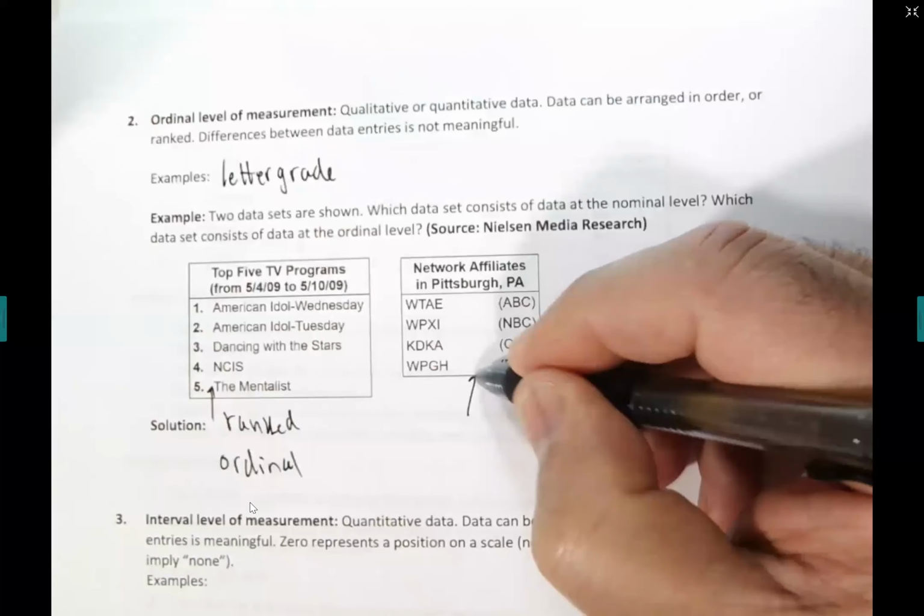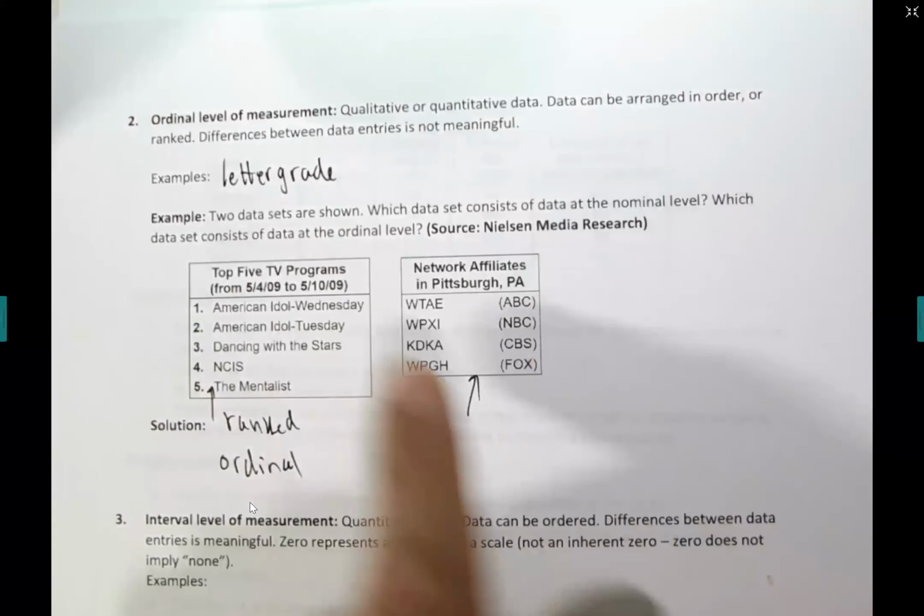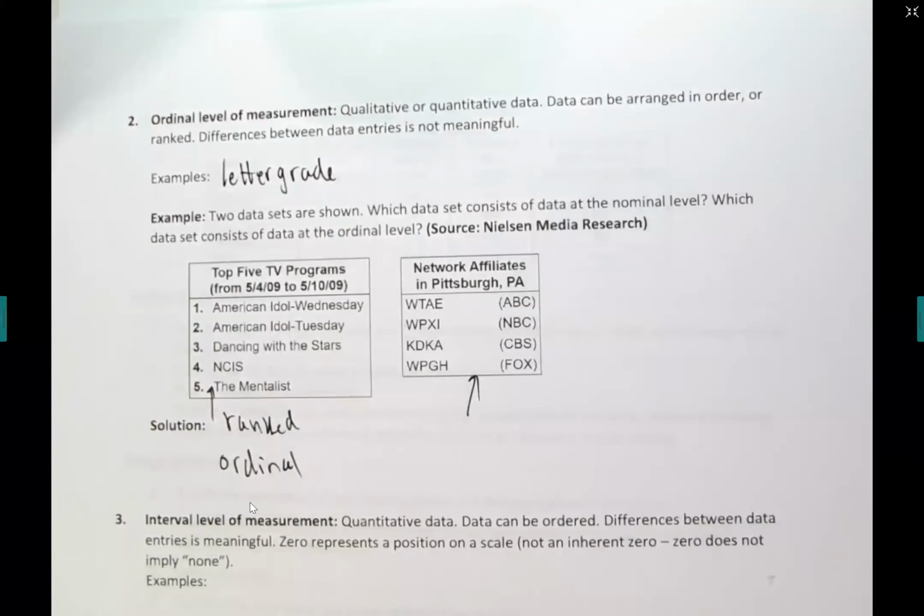This is network affiliates in Pittsburgh, Pennsylvania. This is just a list of networks, TV stations. They're not ranked. It doesn't tell us that this is top one and the second top or the third top. So that will be nominal, guys.